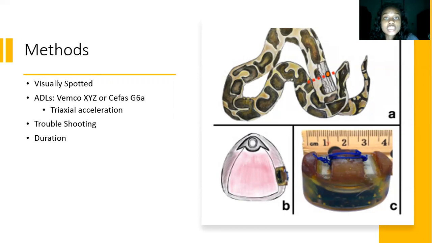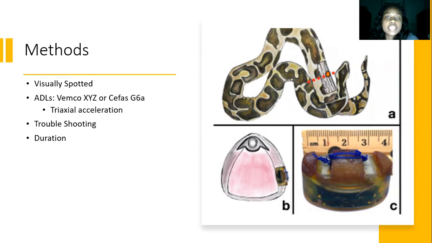All ADLs were set to measure triaxial, meaning all three axes, X, Y, and Z, acceleration at 1 Hertz every 30 minutes during the 2011 field trials and every 30 seconds during the 2012 field trials. The reason for this was to minimize memory usage and maximize recording duration. This allowed the tags to record for approximately 3 months before their memory would be full.